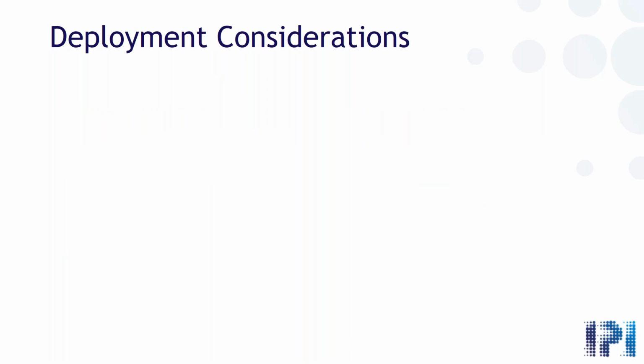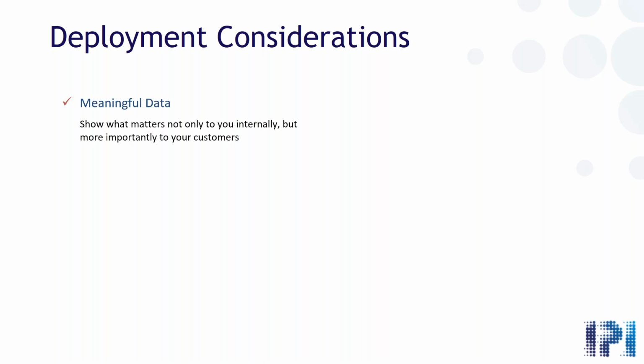So we then move on to deployment considerations. We've purchased a capability. How do we make it sing? How do we make it fly? Well, what we need to be thinking about here is meaningful data. What you need to be thinking about is the visualization of data, which, yes, has to matter to you internally, but actually it has to show what's important to the customers as well, because that's ultimately going to drive the right behavior within your agent community when they're handling those calls.